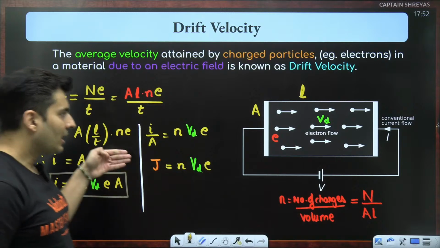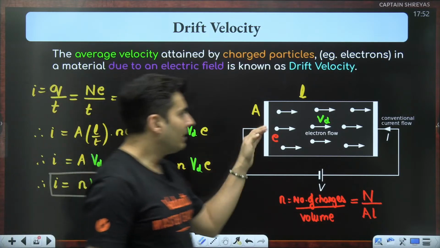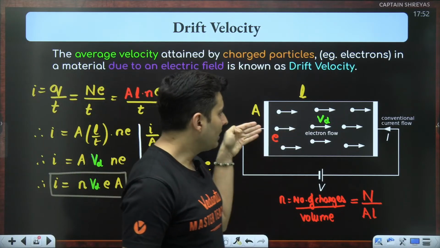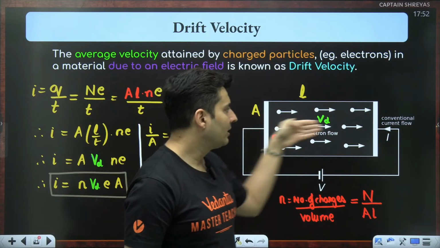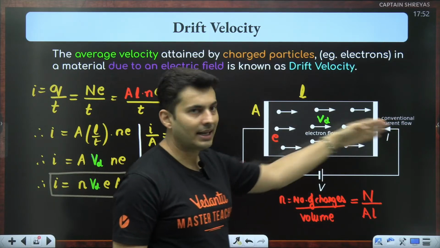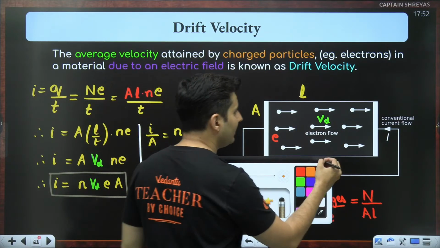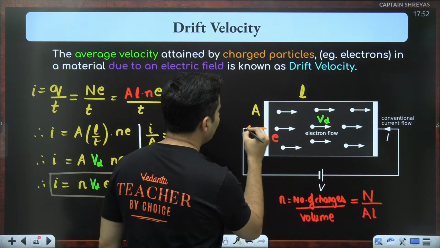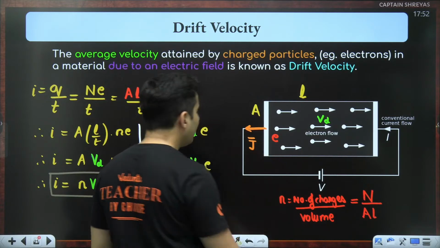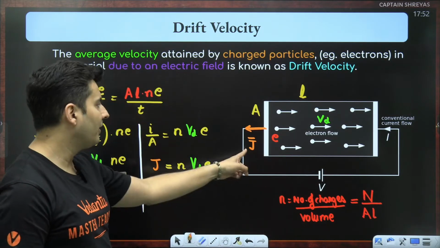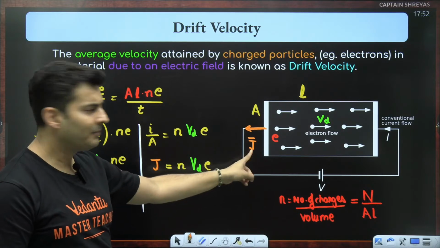Another thing interesting is if the drift velocity is towards the right side, that means electrons are going towards the right side, current will be going towards the left side, that means even the current density will be in this direction. Current density will also be in this particular direction. Is that right? Everybody with me?